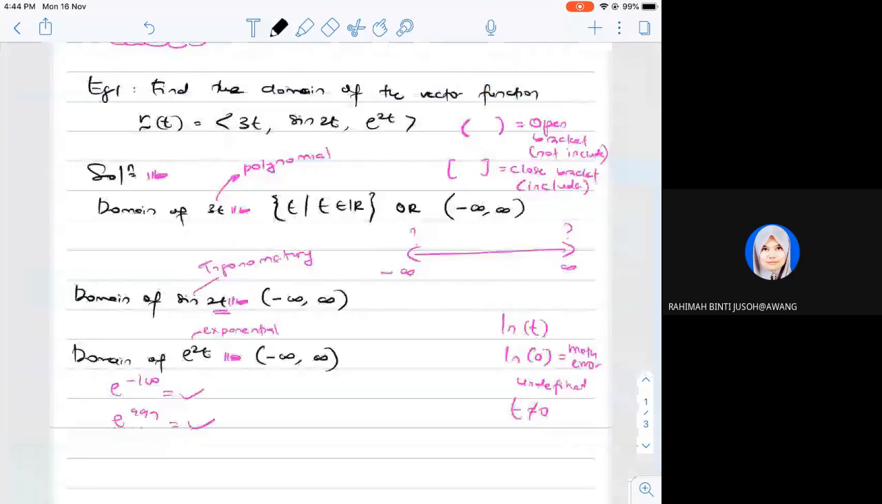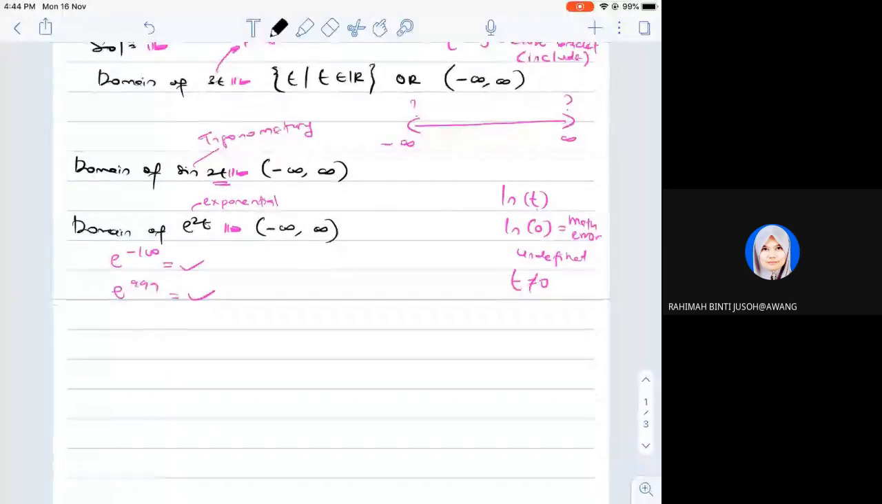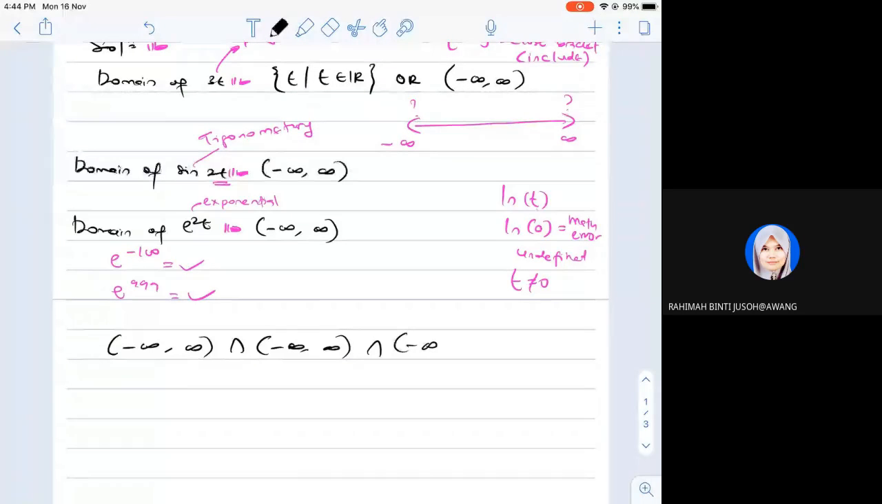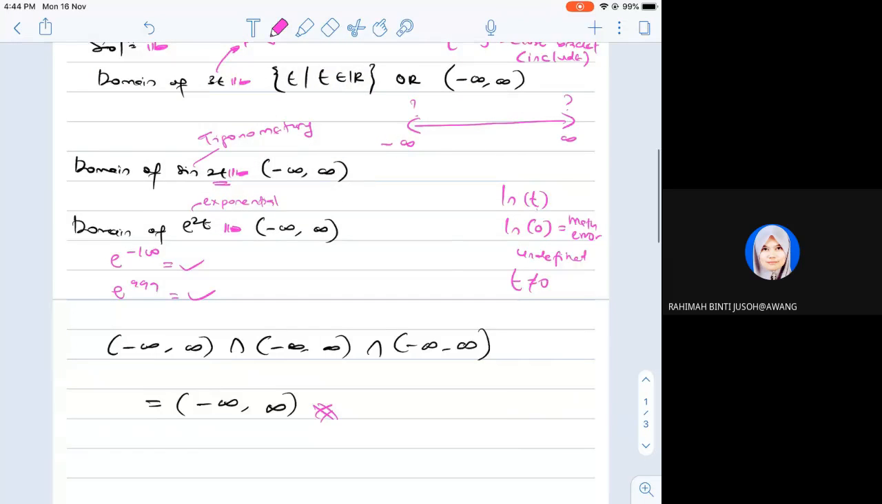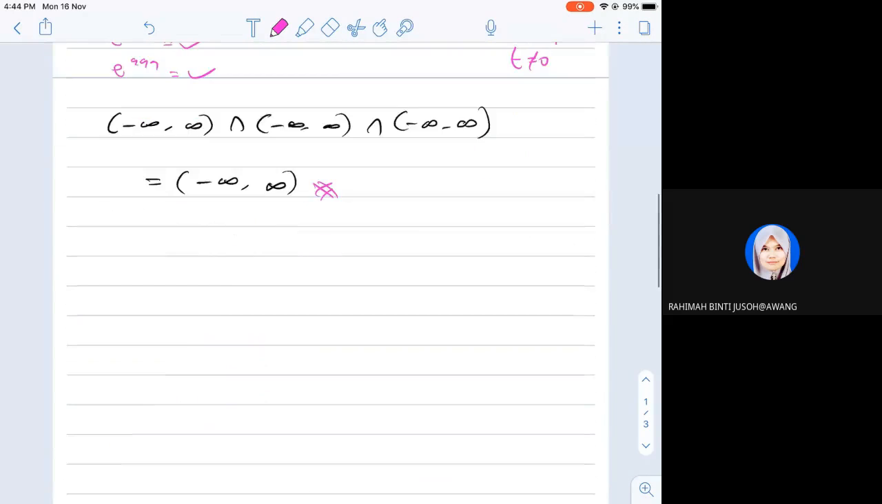So question number 1 is very simple. The domain of RT, you should combine all of this: negative infinity to infinity, intersect negative infinity to infinity, and so on. So of course the domain of RT should be from negative infinity up to infinity, because it is the same in all the cases. That's the answer for the first case. Very simple.